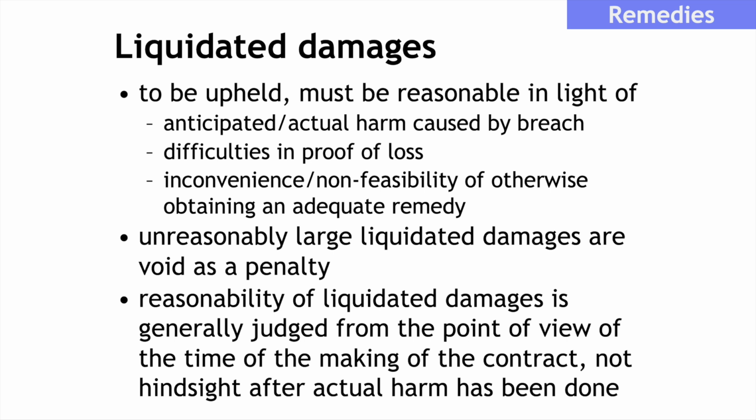adequate remedy. So for liquidated damages, the court's got to say, yeah, it'd be really hard to figure out damages, and it would be hard to prove them, and it would be inconvenient to obtain an otherwise adequate remedy, and they're reasonable from the point of view of the time of contracting, even if they turn out to be unreasonable in hindsight. So that's liquidated damages. If the liquidated damages are unreasonably large, then they're void as a penalty. You're not allowed to have a penalty for a contract.